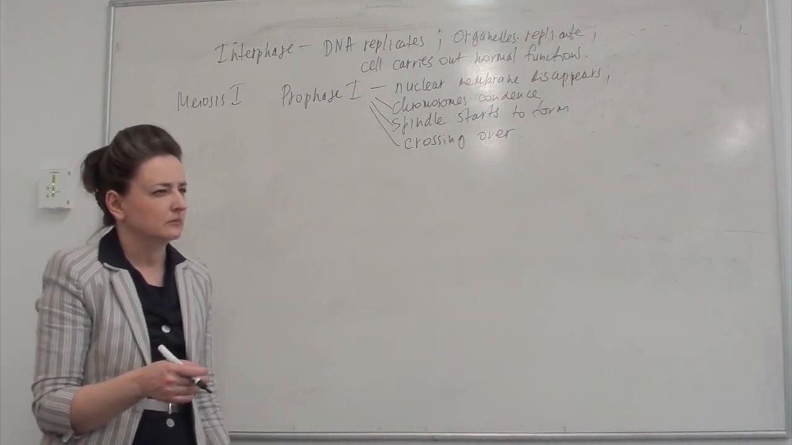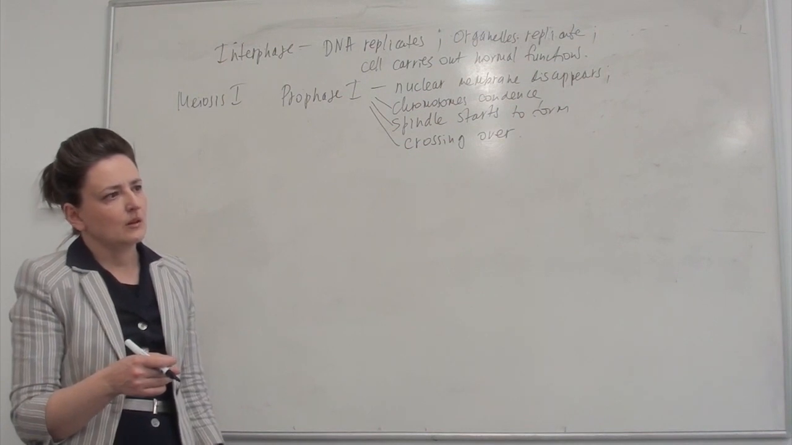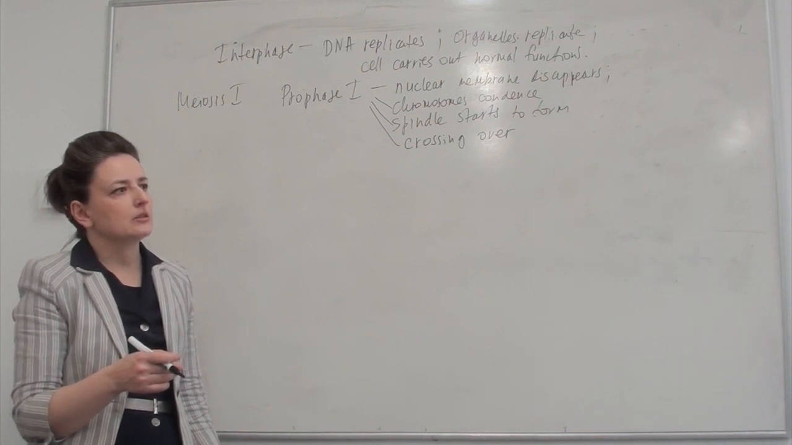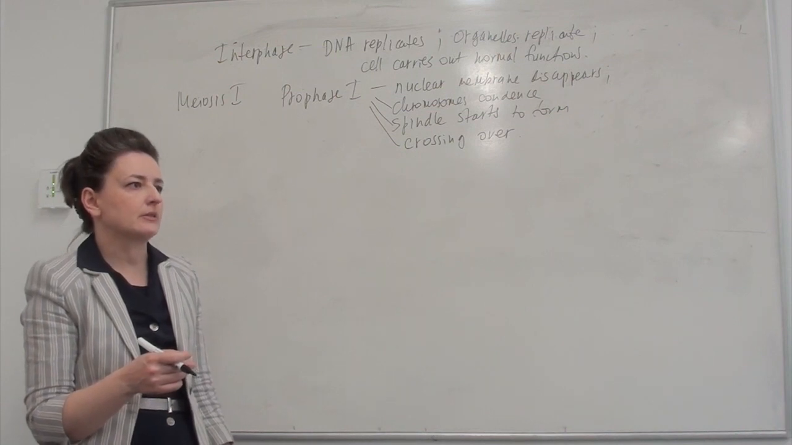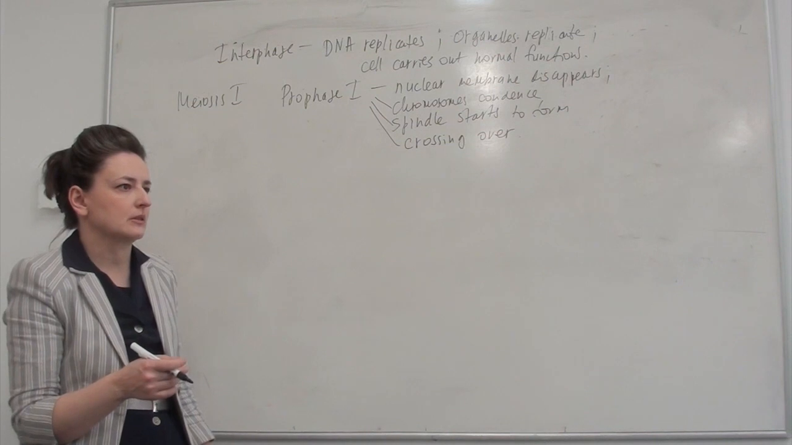Why would meiosis 1 yield 23 chromosomes and not 46? Right, so I think the answer to that is going to be answered in metaphase 1. So wait until we get to metaphase 1 and you'll see why this is the case.